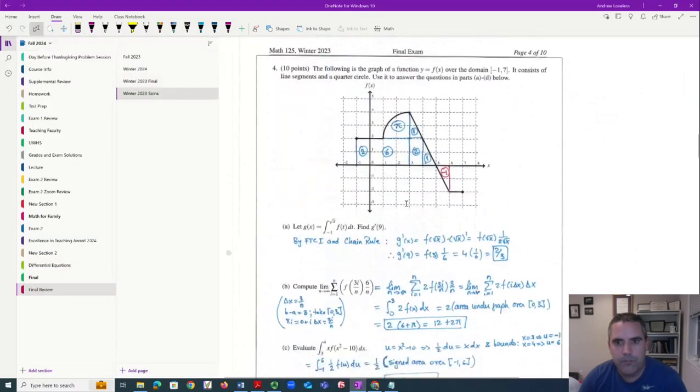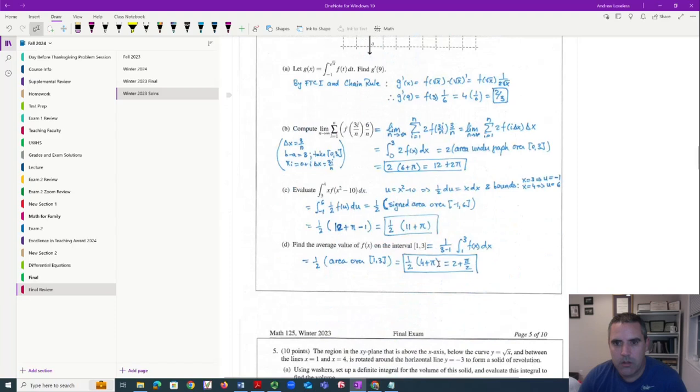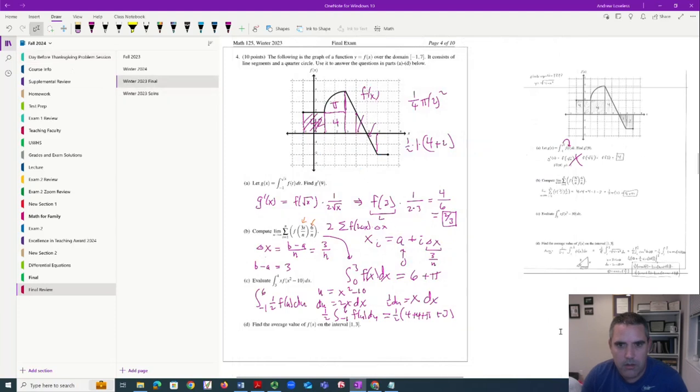Let's take a look. One half of 11 pi. This was 12 plus 2 pi. Yeah, they factored out that 2. Let's go back and look. Oh yeah, I forgot my 2. So it should have been 2 times this. Okay, average value is 1 over 2 times 3 minus 1. Didn't go from 1 to 3 of f of x dx. So it's 1/2, and then it's just the area from 1 to 3, which we already know is pi plus 4.